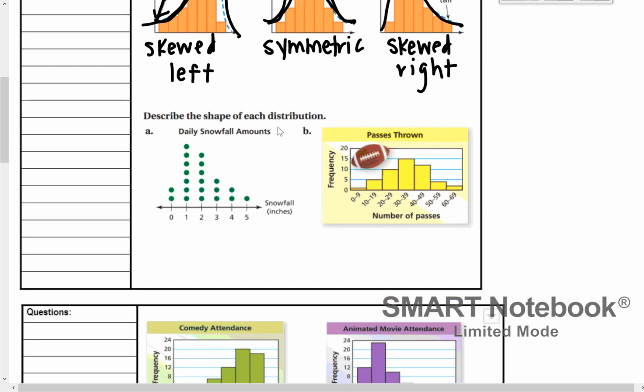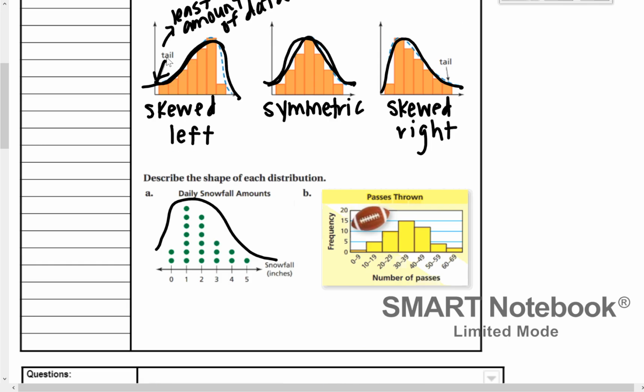We're describing the shape of distribution. So first thing we want to do, we can do this with dot plots too, is just draw that little curve. Okay, we want to look at which side is that tail on, the side with the least amount of information. Well, I would say our tail is over here. So this is going to be skewed. If you have a tail at all, that means it's skewed, because notice how the symmetric doesn't have a tail, it's about the same. It would be skewed right, because the tail is on the right.